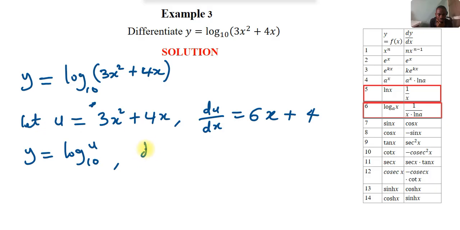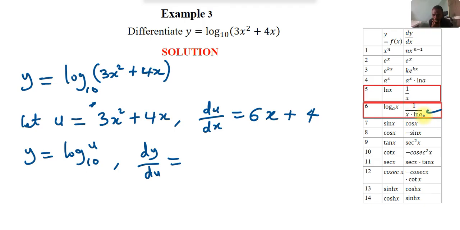So we take the dy/du. Now if I come back to this place, I'm going to make use of item 6. So we have, when we took the derivative of this function, the outcome is 1 over x ln a.